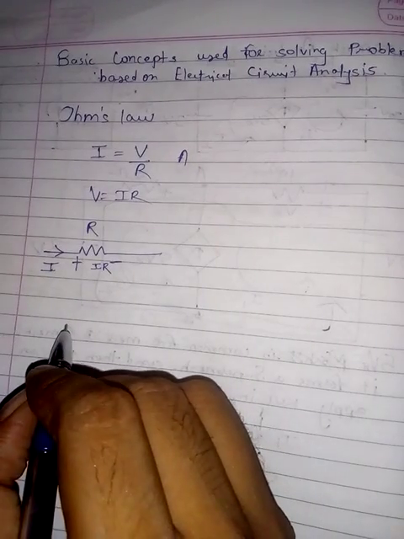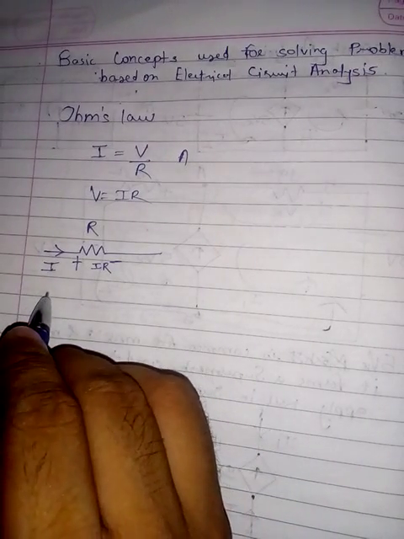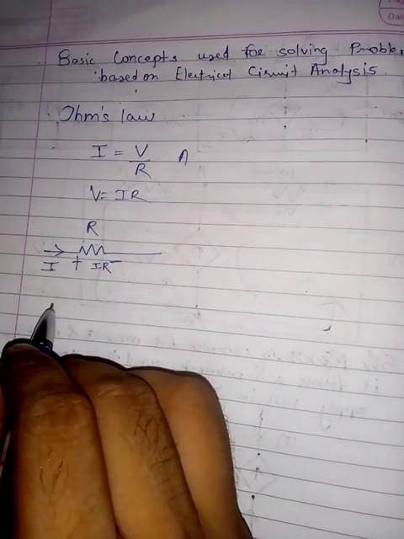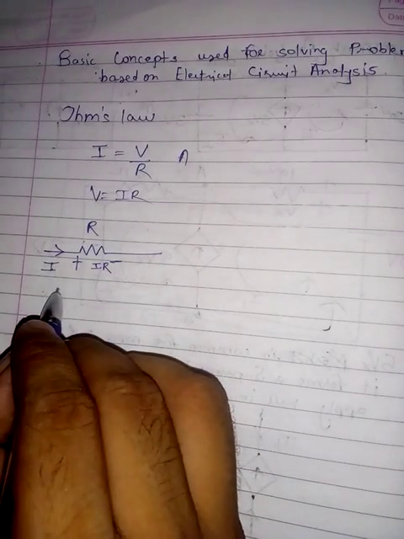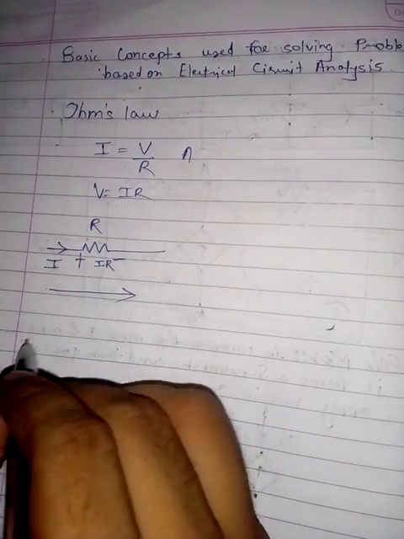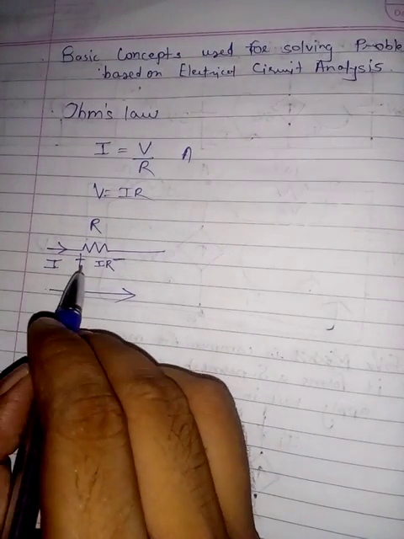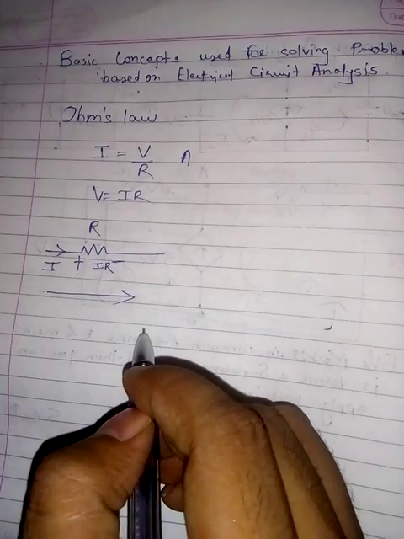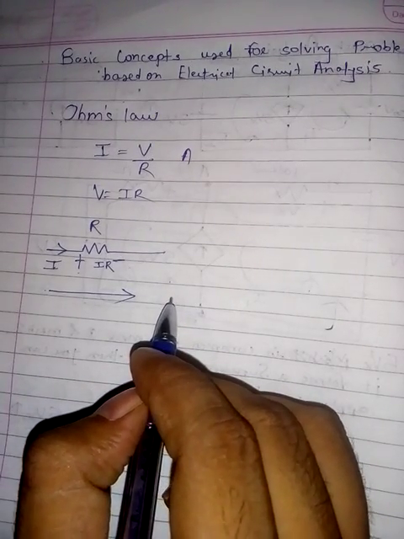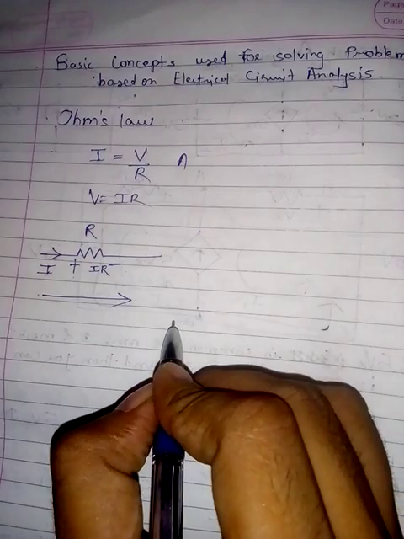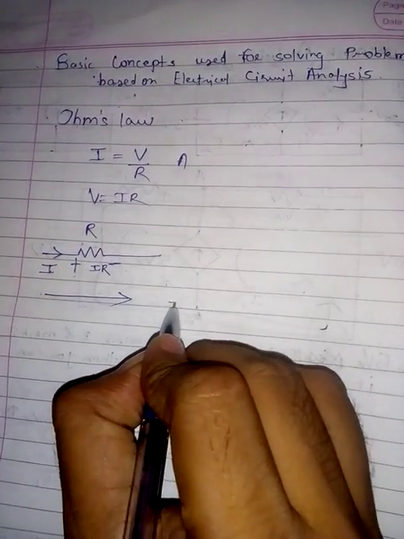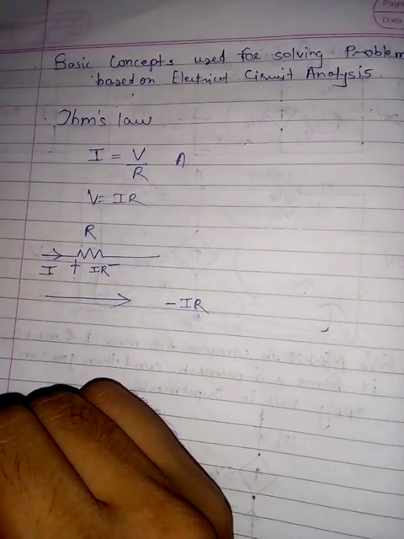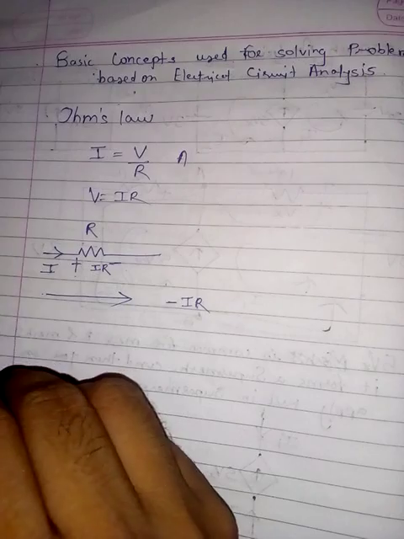So when we go through this circuit in this direction, then we can say this is fall in potential, because we are going from positive to negative. And in this situation we have to write the equation for this voltage drop as minus I into R. This is called a fall in potential.